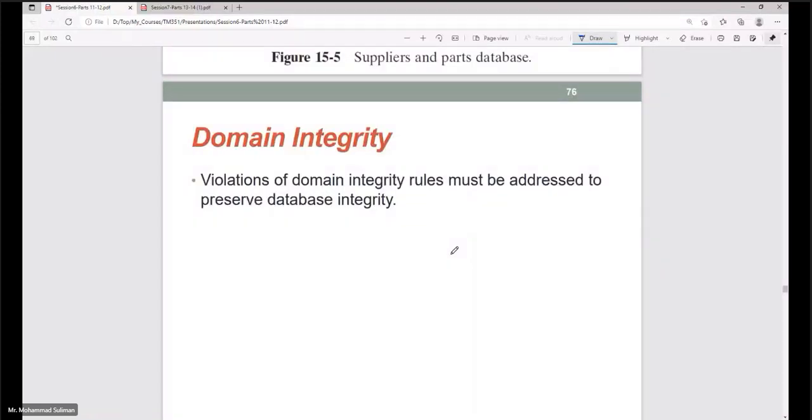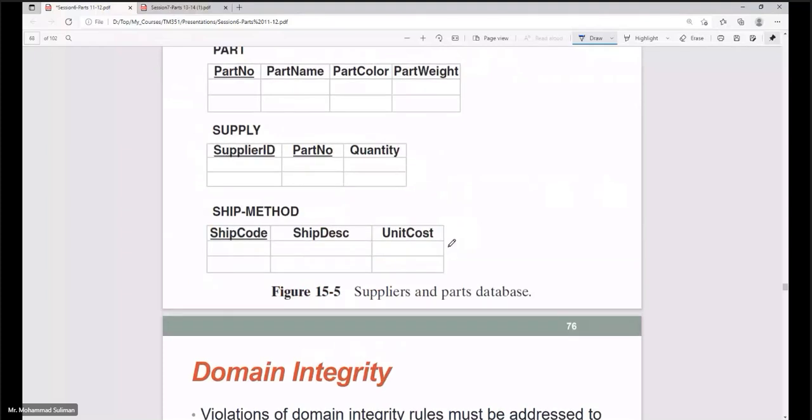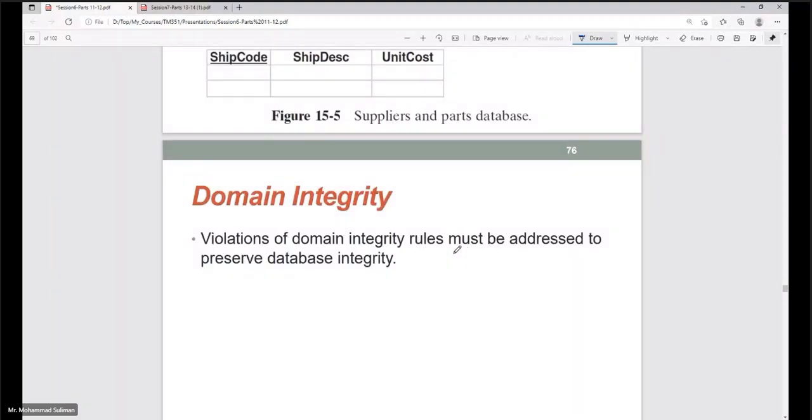Also check the domain integrity. Domain integrity means the rules for the data. For the data, for example, what will be the ID, what will be the name, what will be the cost, and so on.